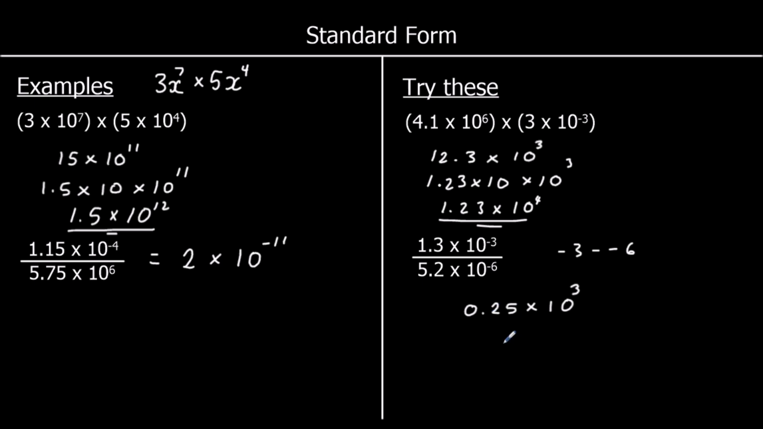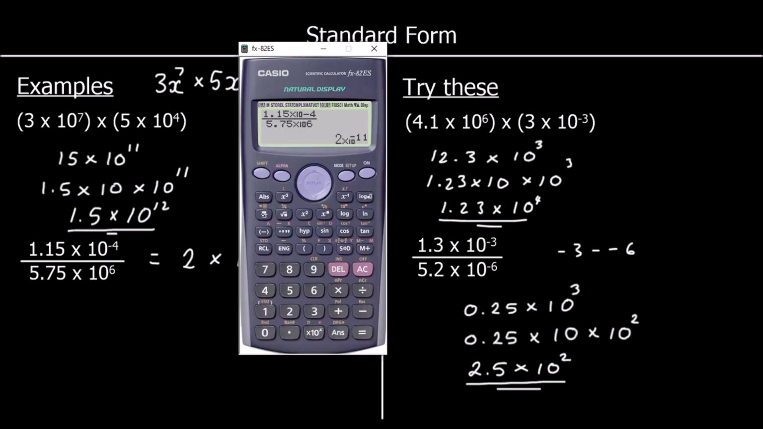This isn't in standard form because the number's not between 1 and 10. So I'm going to steal one of the 10s off of 10 to the power of 3. So 0.25 times 10 times 10 squared. 10 times 10 squared is 10 cubed. And 0.25 times 10 will be 2.5. So 2.5 times 10 squared, or 250. So if you type it into the calculator, it should give you an answer of 250. And then if you were asked to give your answer in standard form, you would have to change that back to 2.5 times 10 squared.